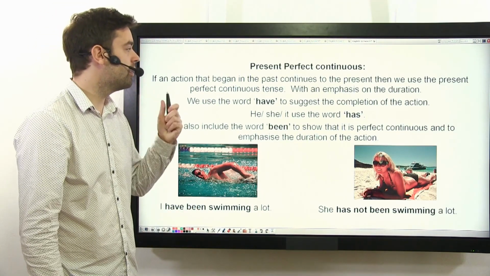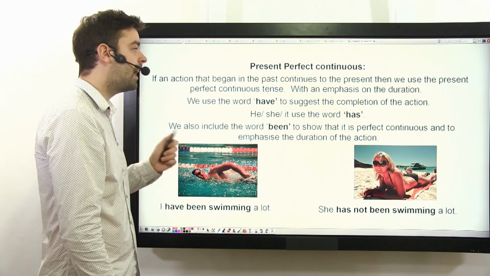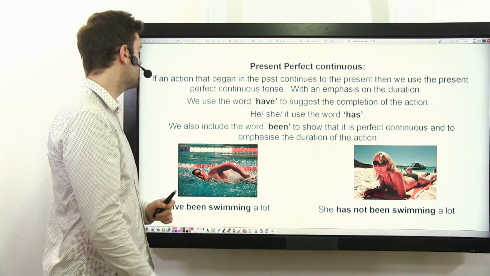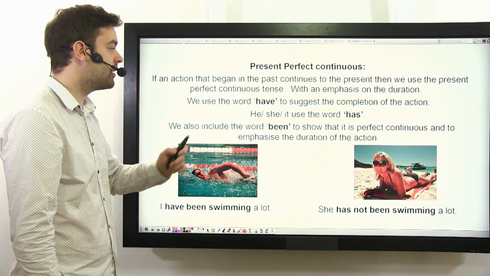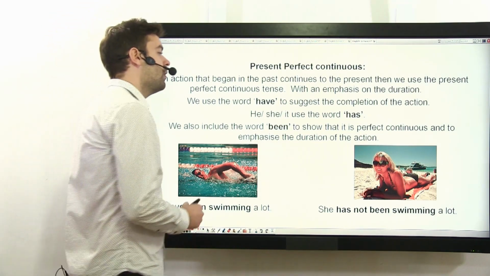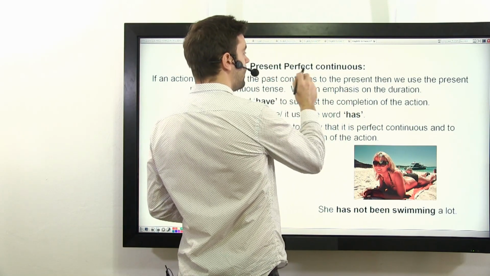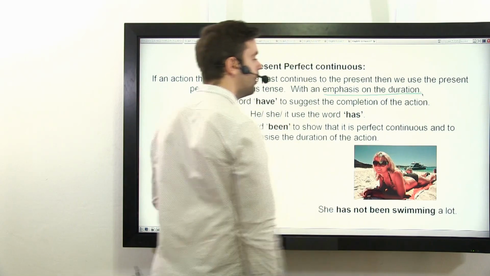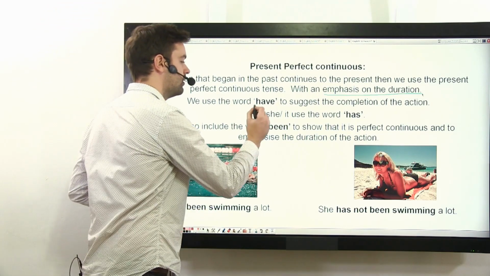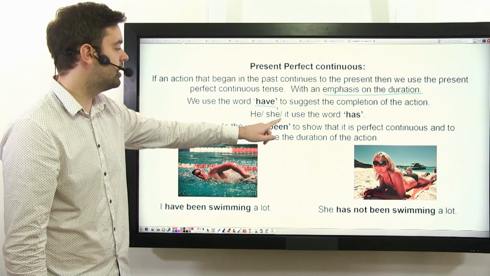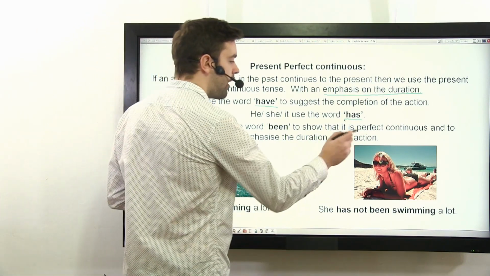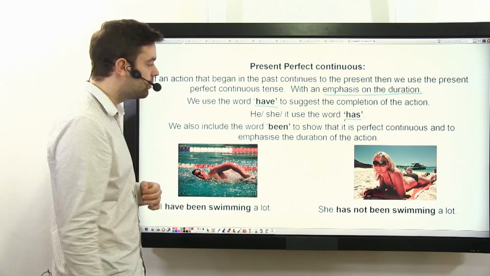So, remember, you have the present perfect continuous, past perfect continuous, and future perfect continuous. Let's take a look at the present perfect continuous. If an action began in the past and continues to the present, we use the present perfect continuous. With the perfect continuous, we always have an emphasis on the duration. Remember, we use the word have to suggest the completion of the action. If it's he, she, it, we use the word has. We also include the word been to show that it is the perfect continuous and to emphasize the duration.